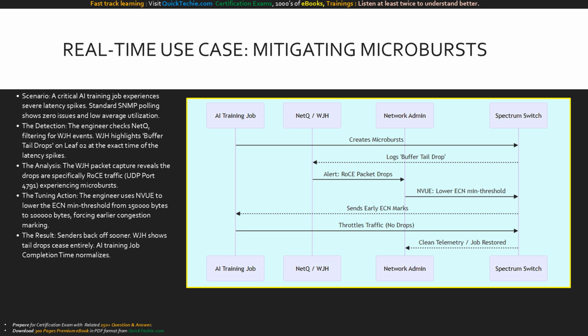This sequence diagram maps our troubleshooting lifecycle. The AI job generates microbursts, causing the switch to experience tail drops. WJH instantly catches this and alerts the admin. The admin responds by tuning the switch via NVIDIA, lowering the ECN threshold. The switch now sends early ECN marks, causing the AI job to throttle its bursts. Drops are eliminated and the system restores to a healthy state.